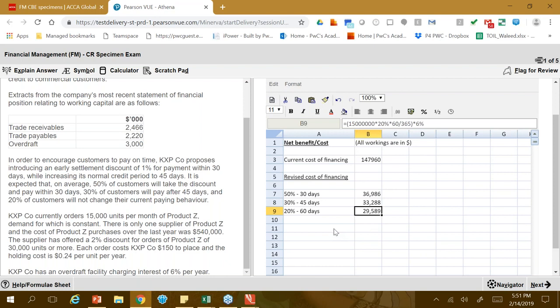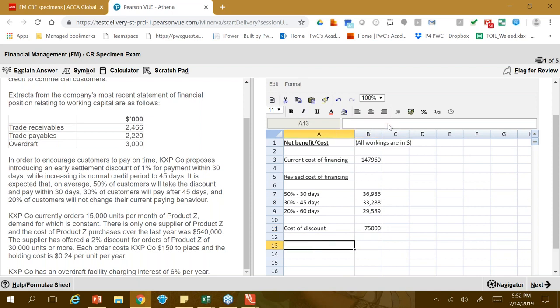But is that all the cost involved here? Well, no, that is not all the cost. There is a cost of discount as well, and the cost of discount is simply 1%. So the total sales, 15 million, 50% customers will take the discount, and the discount percentage is 1%. Which means that the cost of discount here comes out to be $75,000.